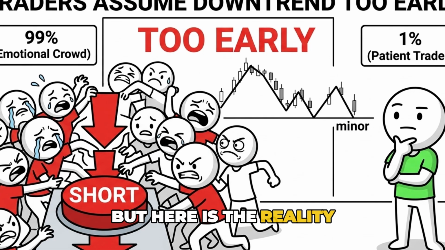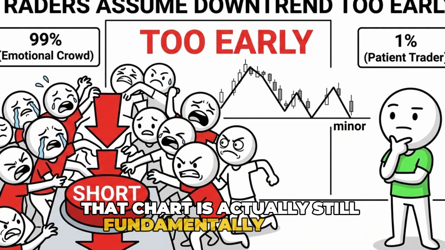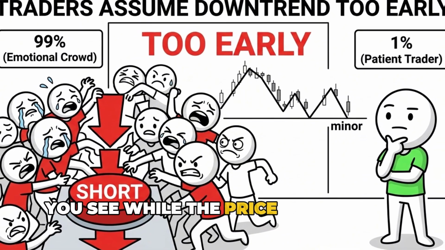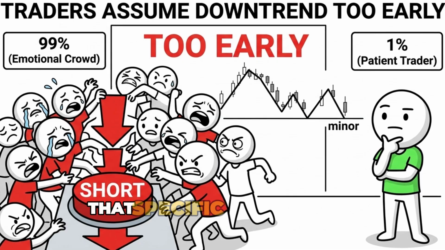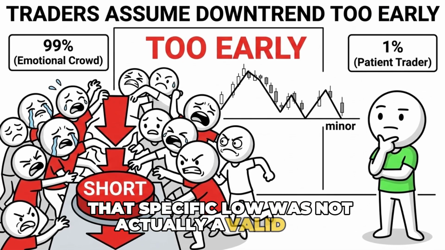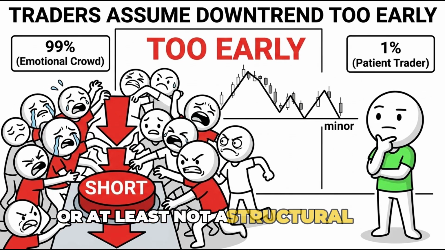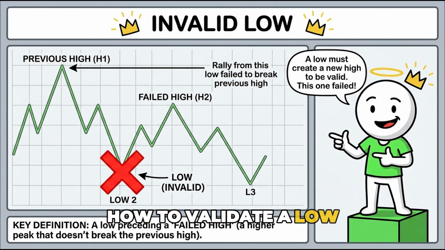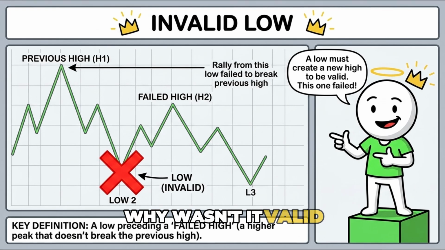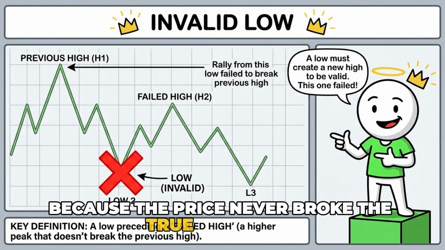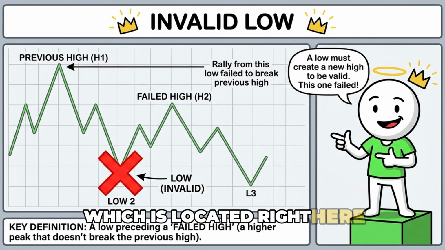But here is the reality: that chart is actually still fundamentally bullish. You see, while the price did break a low, that specific low was not actually a valid low, or at least not a structural one. How to validate a low? Why wasn't it valid? Because the price never broke the true valid low, which is located right here.